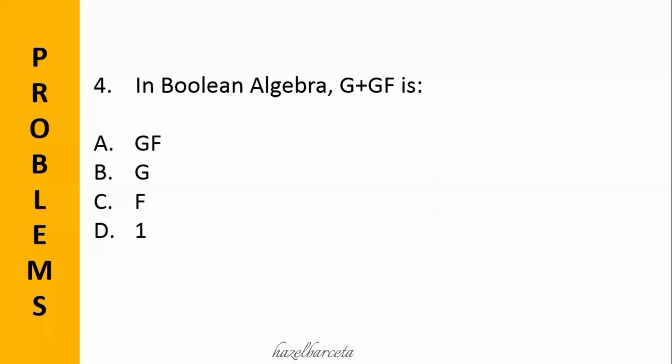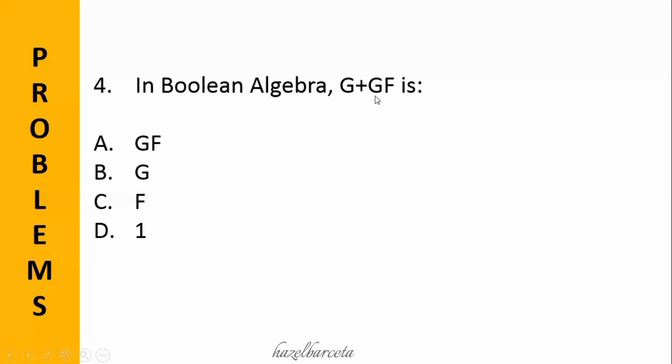Number 4. In Boolean algebra, G and po ba pag plus? Mali. It is OR. G or G and F. Ito ang AND dahil multiplication. Again, G or G and F is. So, mag-simplify po tayo. Okay, 5 minutes. Seconds po pala. Matagal na ang 5 minutes. Sorry. Okay, so time's up.